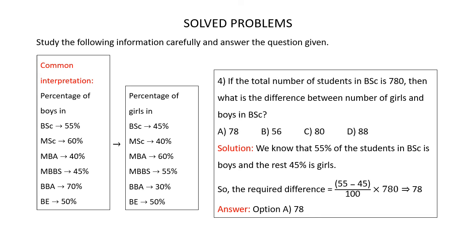It's given that the total number of students in BSc is 780. So the required difference is equal to 55 minus 45 divided by 100 multiplied by 780, which is nothing but 78. So the difference between the number of girls and boys in BSc is 78. The correct answer is option A, 78.